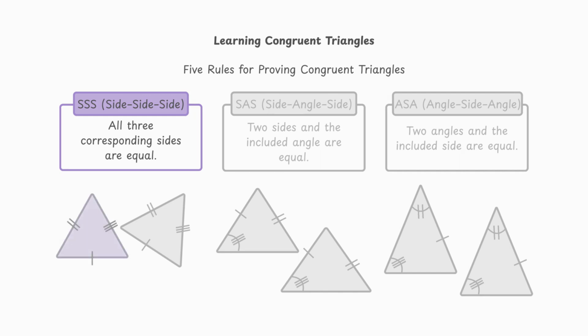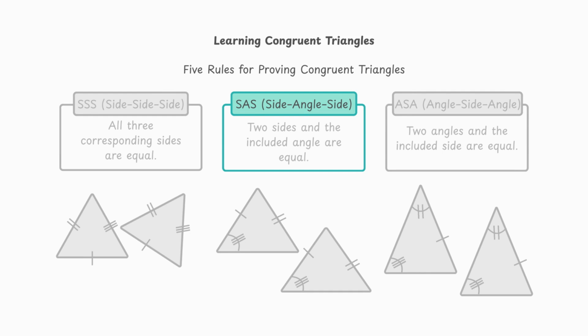So imagine this. If one triangle has sides of length 5, 6, and 7, and another triangle also has sides of 5, 6, and 7, then those triangles must be congruent. Why? Because once all 3 sides are fixed, the shape is completely determined. There is no way to change the triangle without changing a side. So SSS guarantees congruence.